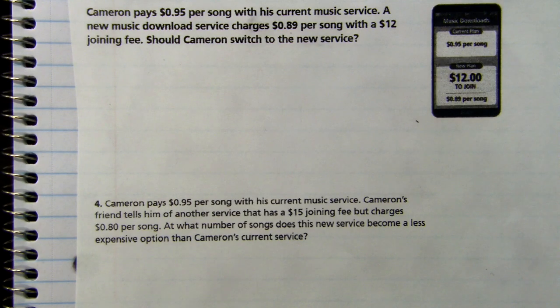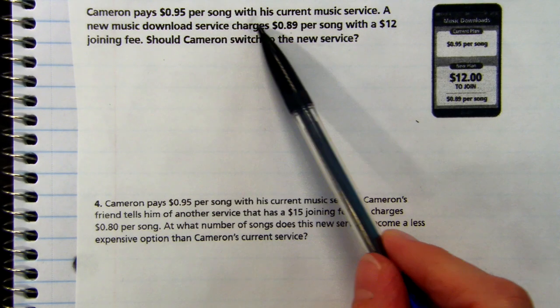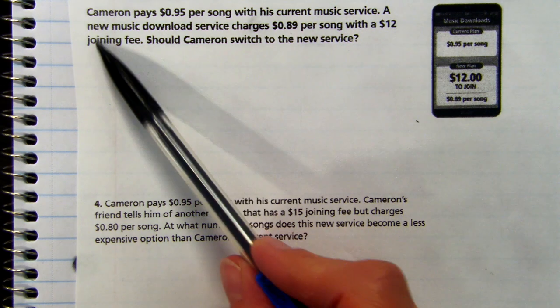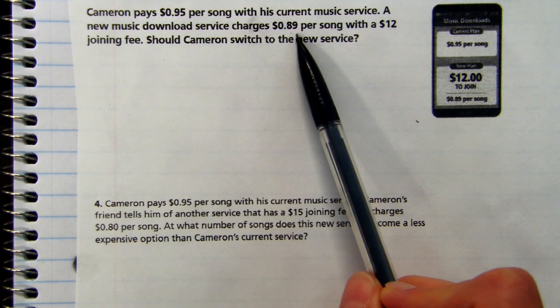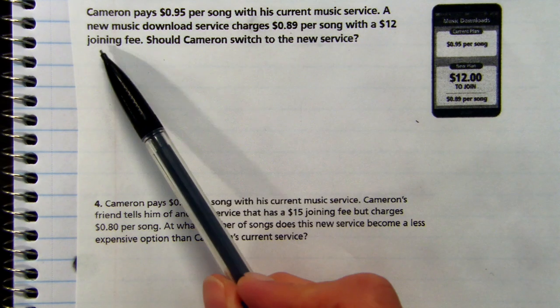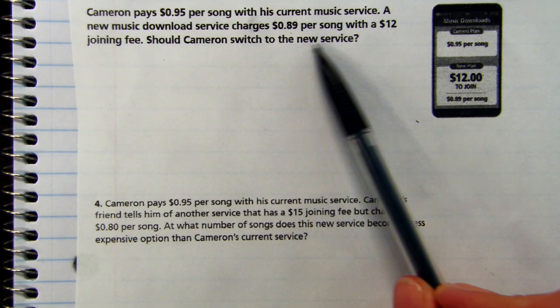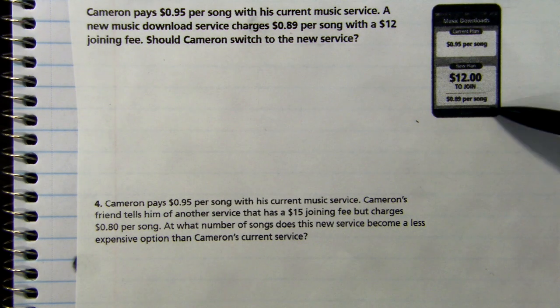Okay, I'll read it again. All right. Cameron pays 95 cents per song with his current music service. A new music download service charges 89 cents per song with a $12 joining fee. Should Cameron switch to the new service? And then they just made this little graphic over here.